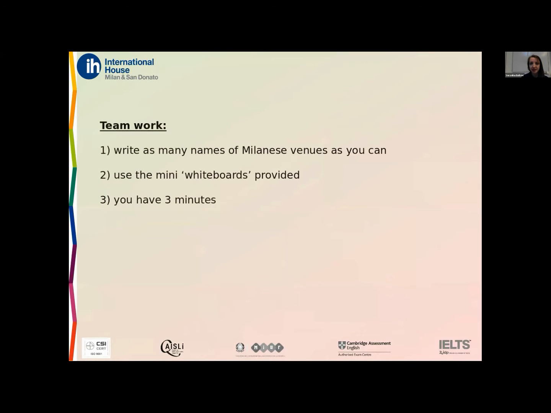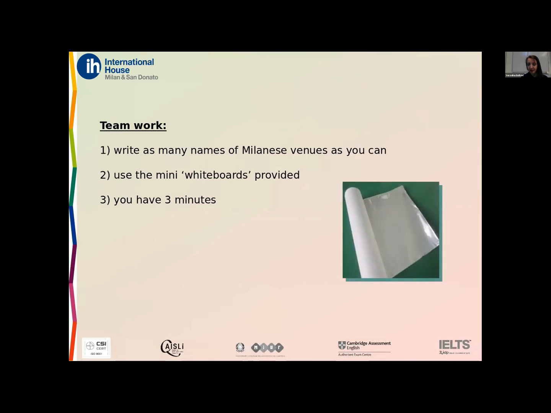Okay, then I would introduce the teamwork. I would divide my students into teams and ask them to write as many Milanese venues as they can using the mini whiteboards. You can find them in Tiger shops, but if you don't have them, you can simply laminate a piece of paper and give your students whiteboard markers. If you're doing this online, I guess if you're using Zoom, you can simply divide them into breakout rooms, or if you're using another software, then you can simply share your document on Google Docs, for example. This should work as well.